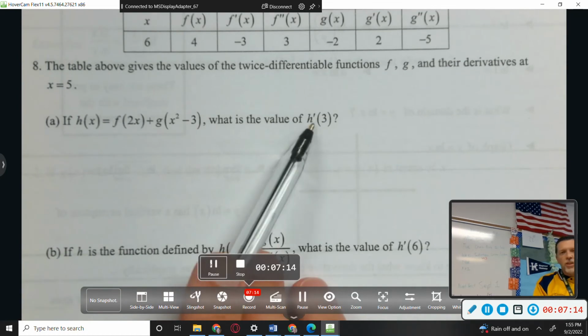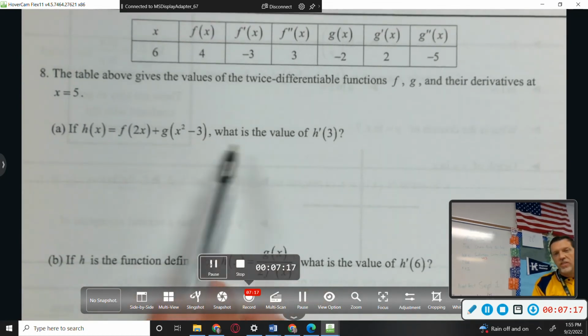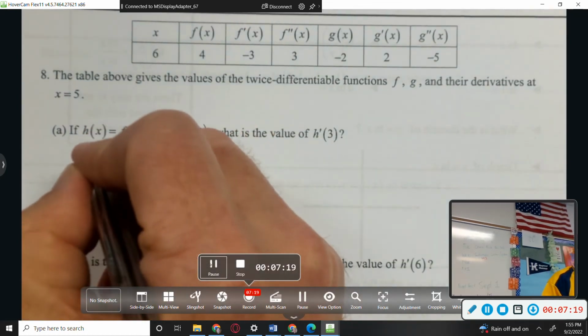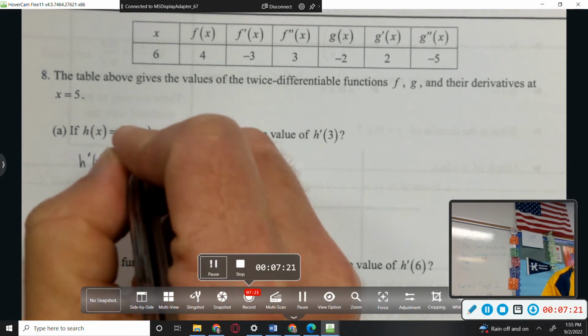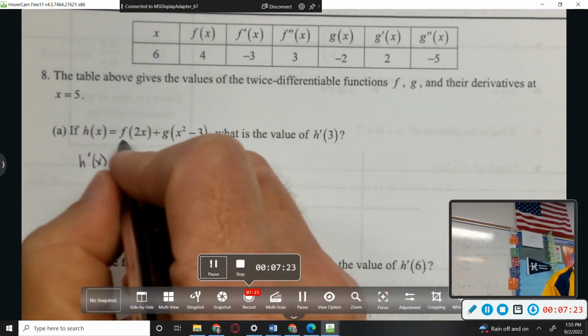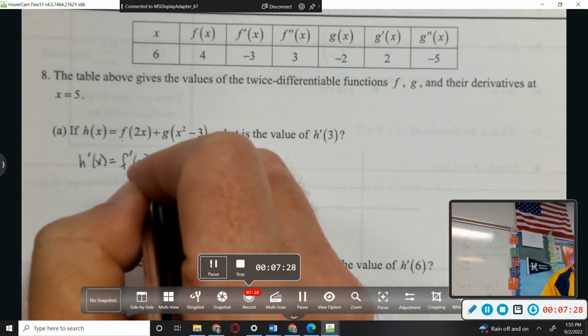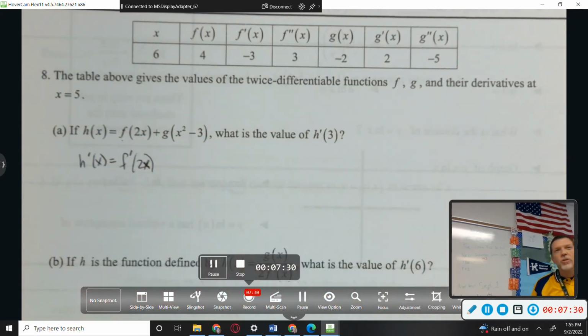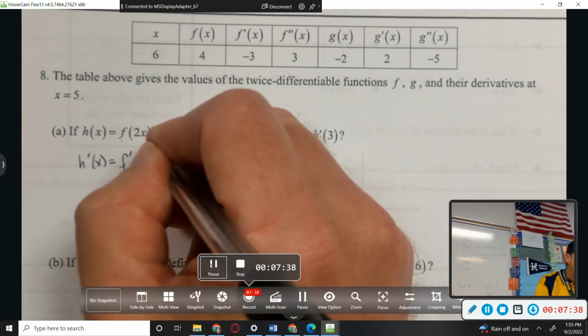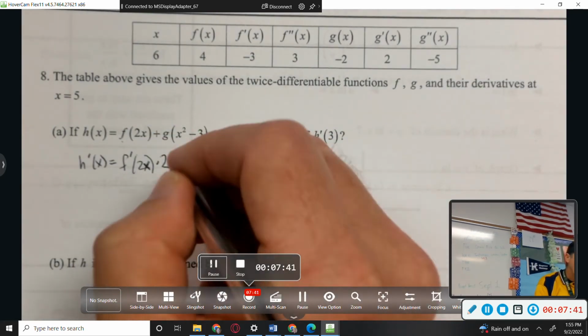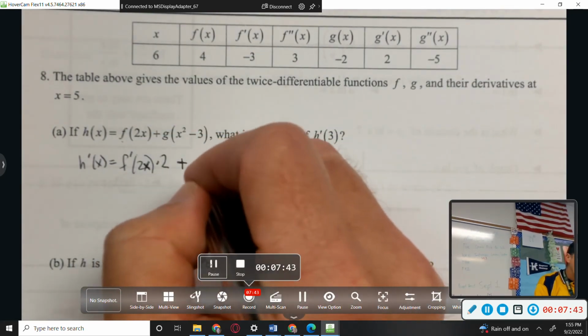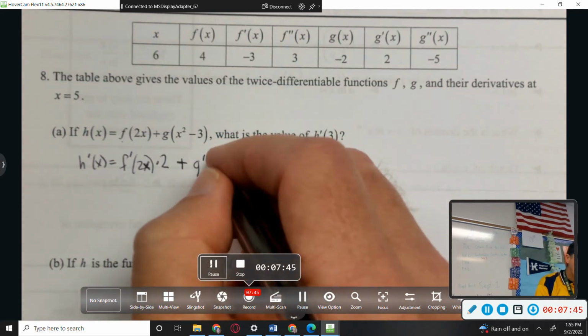So if I want h prime of 3, I need h prime of x first. And this is an easy spot to forget the chain rule. So the derivative of f is f prime. Now I've said chain rule like 4 times in relation to this problem. So what else do I need to include as part of that derivative? The other part. Yeah, times 2. The chain rule. Plus g prime. Okay, we did g prime.